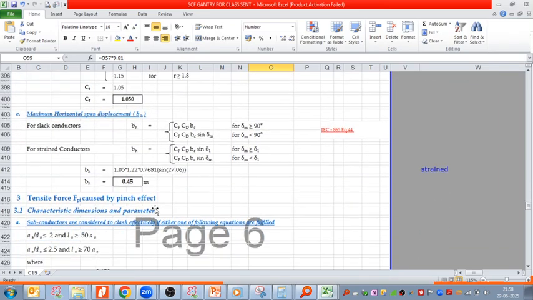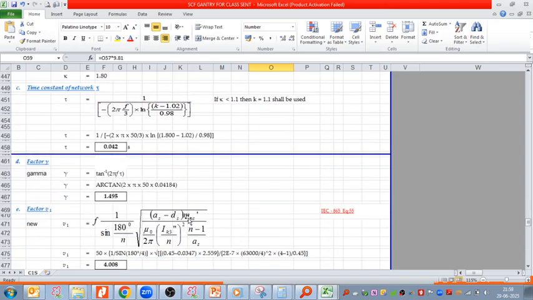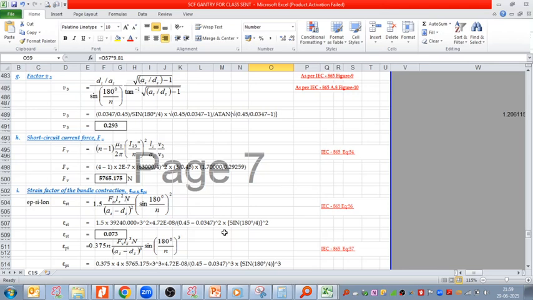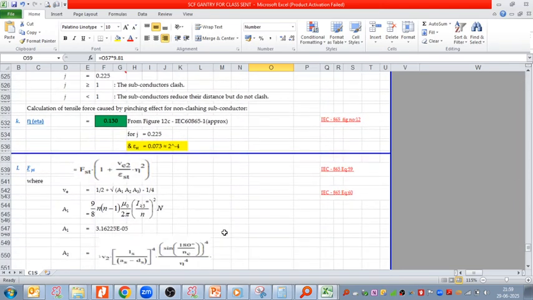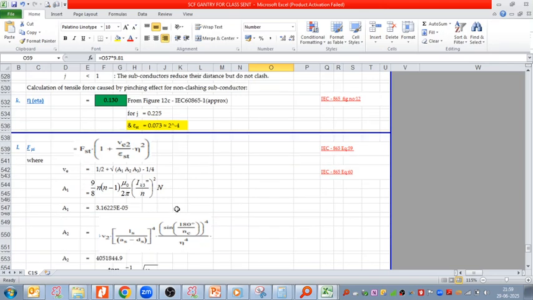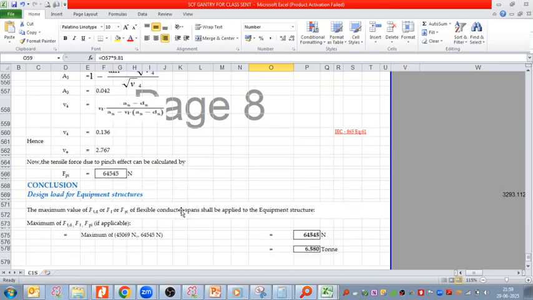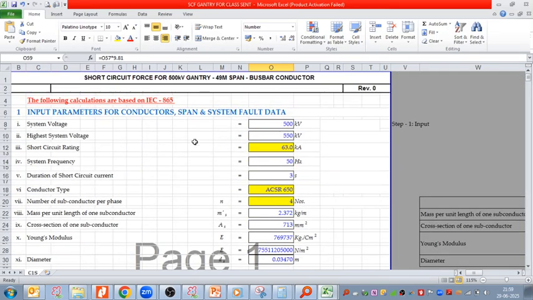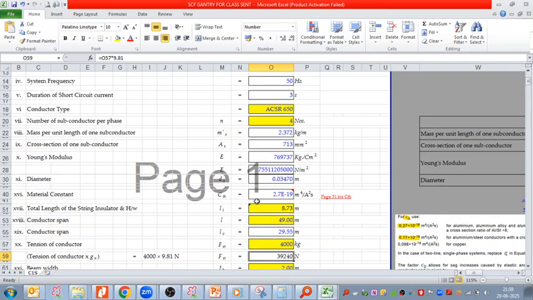Okay, slack conductor, then gamma factor string. It's quite big calculations. And then you can see FST here. I'm taking the FES also. Let me again see what the FES is that I have done.